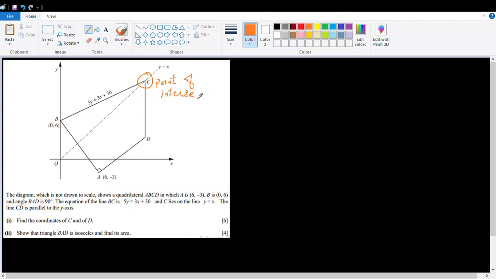Whenever you find a point of intersection and you are supposed to find the coordinates of this point C, (x, y), what will you do? You will quickly solve these two equations simultaneously, and when you solve them, you will get the values of x and y, and those values are the coordinates of point C.